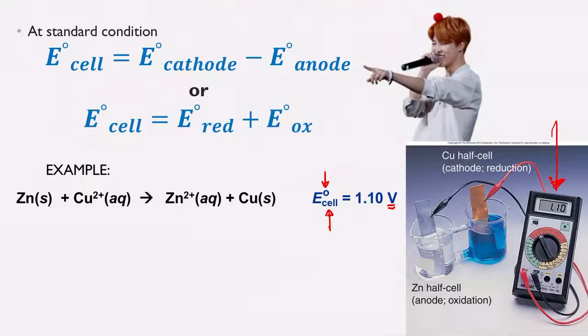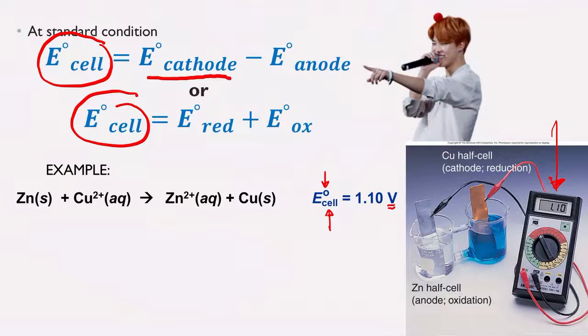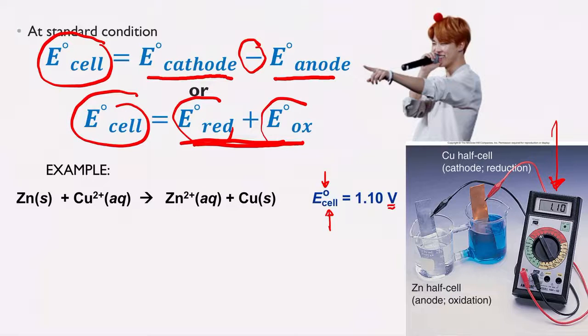Alright, okay, so this is your standard cell potential, and you can calculate it either by using this formula where you get the cell potential at cathode minus the cell potential at anode. Or ni, E0 cathode minus E0 anode. Tu cara saya ingat. E0 cat minus E0 an. Gitu, okay. Or you can use this, E0 reduction plus E0 oxidation.